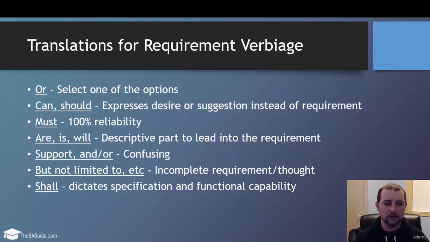used in your document. Shall, again, dictates a specification and functional capability. The system shall respond in 7 seconds. It's very easy to tell if that requirement's been met.